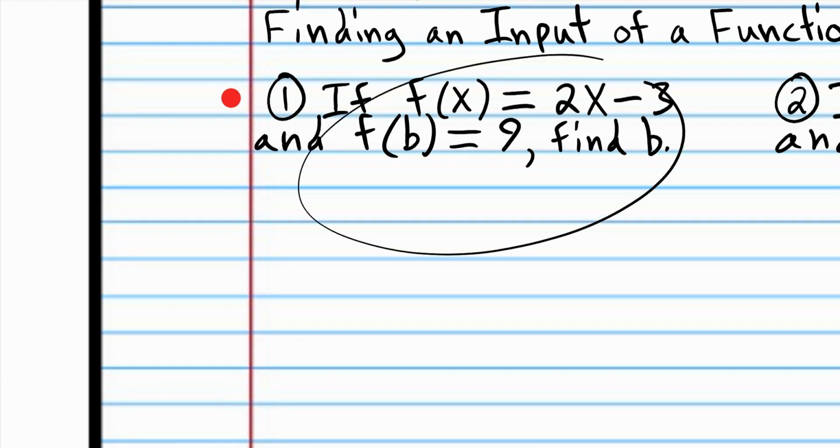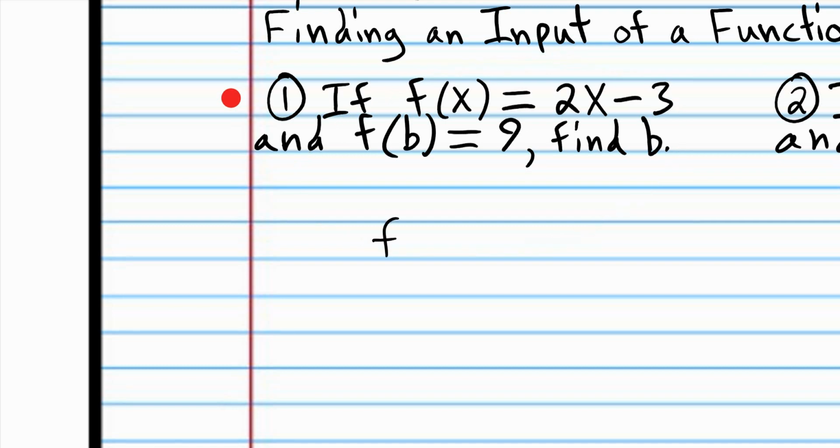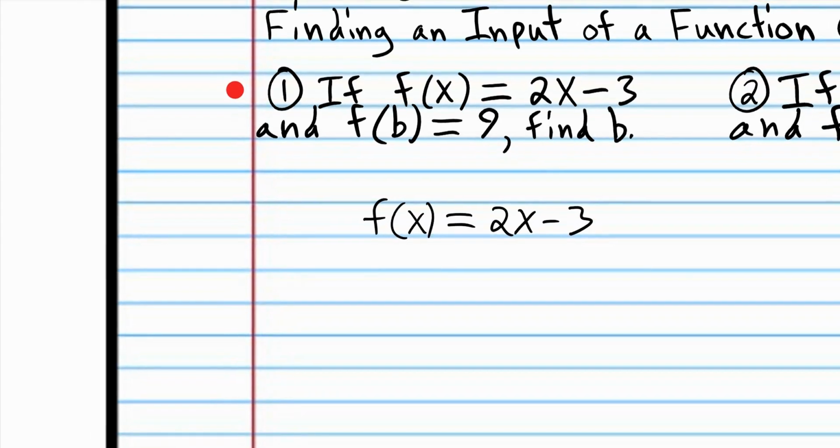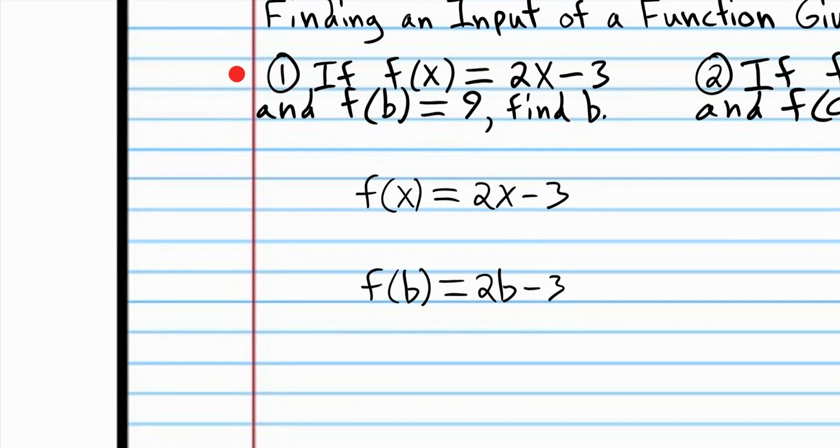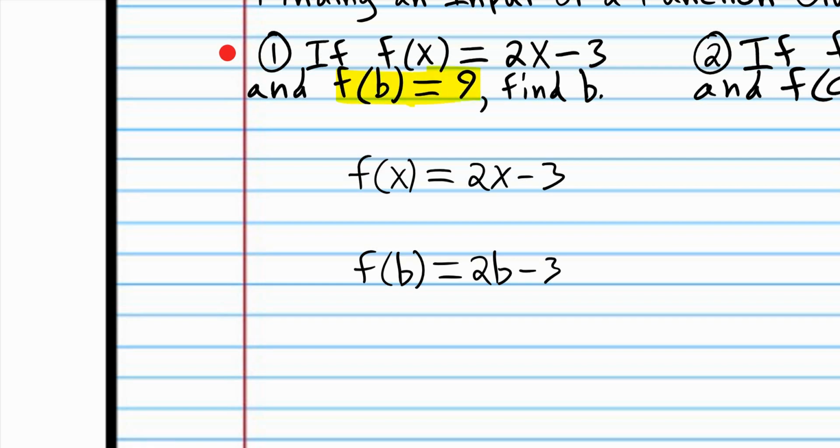So let's attempt this problem here. We're told that f of x is equal to 2x minus 3. But if that's true, then that means that f of b is equal to 2b minus 3 because we're plugging in b rather than x. Notice that these equations are exactly the same, except we're just plugging in b for our input. So we're also told that f of b is equal to 9.